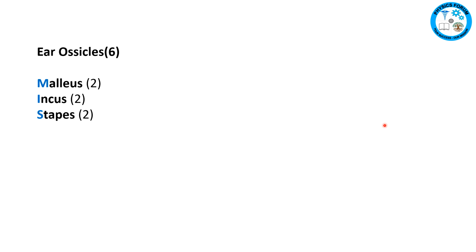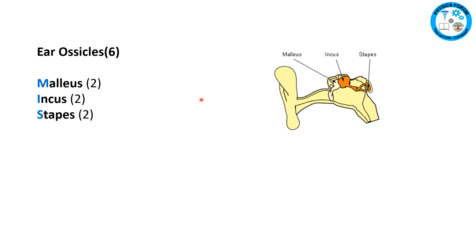Now, coming to the ear ossicles, we have six very small bones present in the inner ear. That is malleus. Malleus here looks somewhat like a hammer and is the first bone to receive vibrations from the eardrum. Vibrations from the eardrum pass from malleus to incus. Malleus are two in number, incus also two in number, and stapes also two in number. So total six ear ossicles are there in our ear.